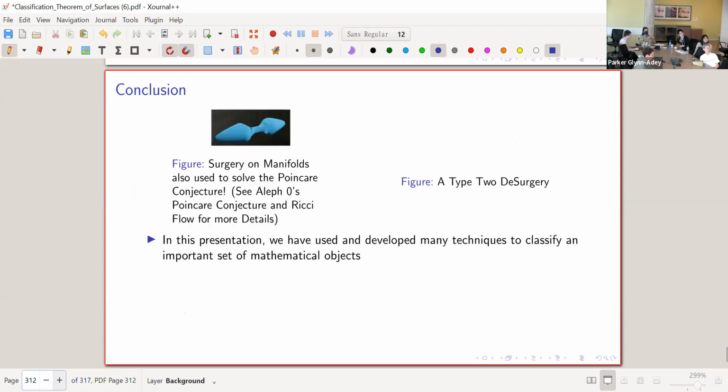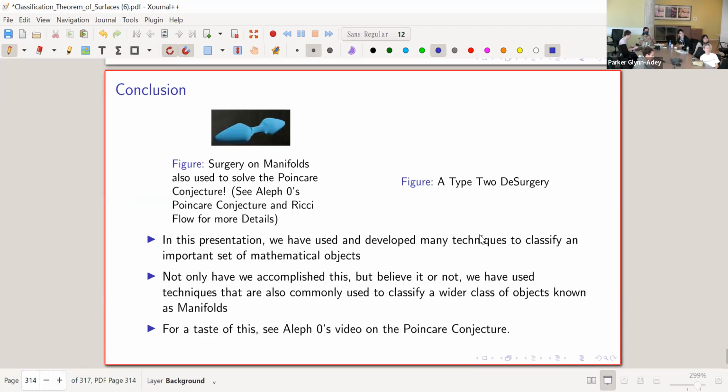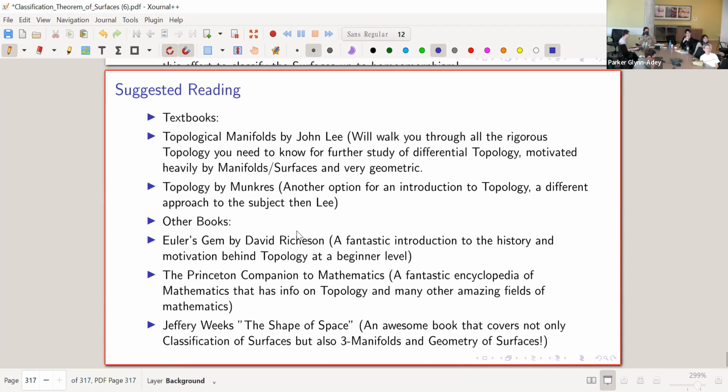And finally, here's some other stuff. The techniques we used in this presentation are also used in higher dimensional topology. So I really encourage you to look up more stuff about that. Aleph 0 is a great video on the Poincare conjecture that I really liked, and it's in a similar flavor to this. So if you want to learn more about stuff similar to this, that's a really good video to check out. And then here's some recommended reading. And with that, I end off the presentation.